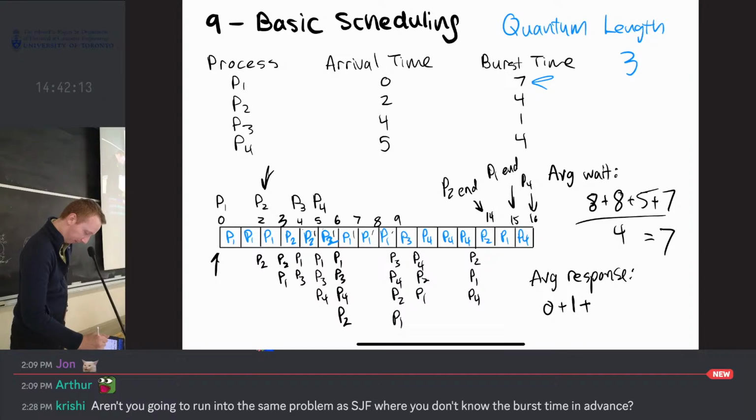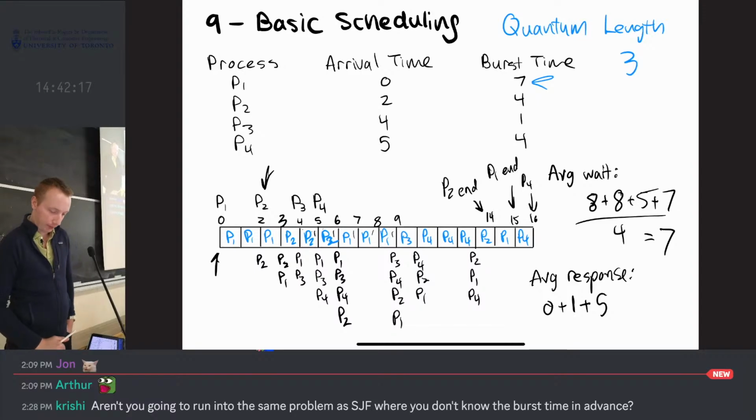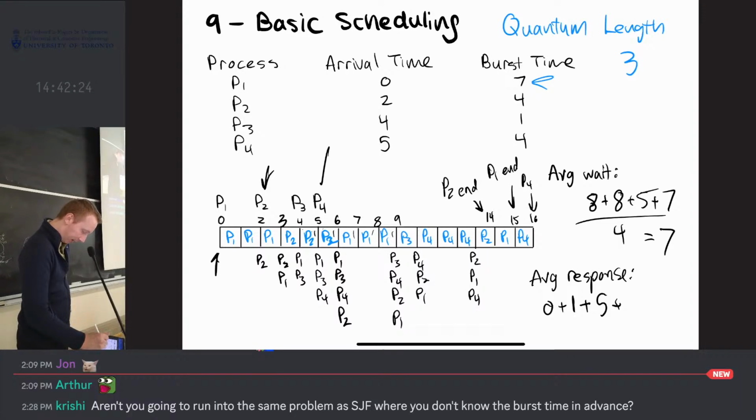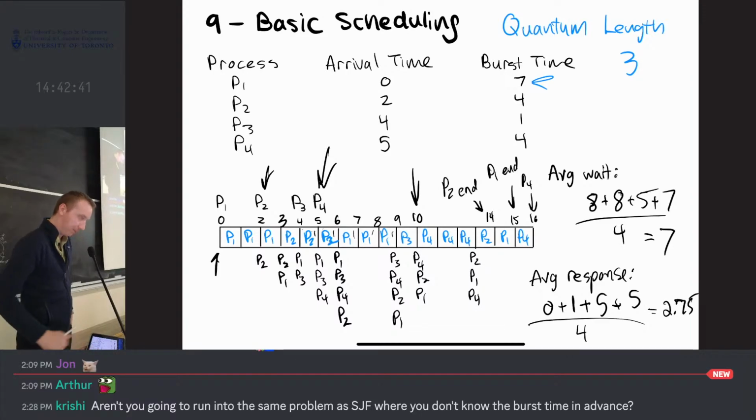P3 waited around a while, so P3 came in at time equals 4 and waited 1, 2, 3, 4, 5, so it waited 5 time units until it started executing. And then process 4, well, it came in here at time equals 5, and it started executing here at time equals 10. So its response time was 5 time units. So if we divide by 4, we get 2.75. So those are our two numbers.